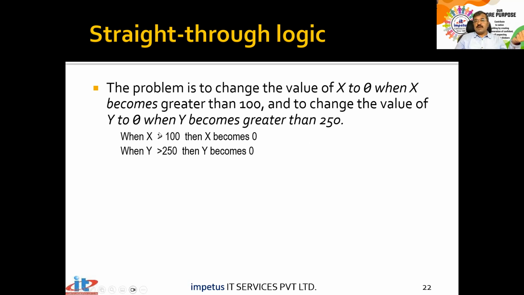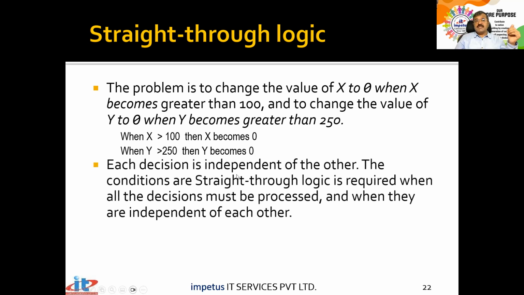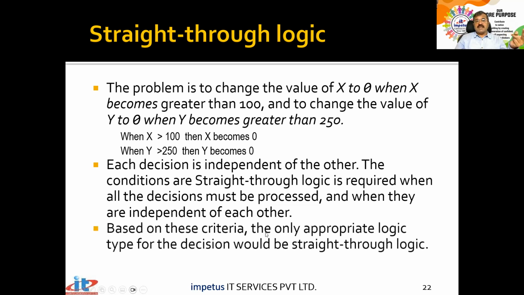Now, does the second condition depend on the first, or does the first condition depend on the second? These are 2 independent conditions. So when you come across such situations where independent decisions are to be made, we'll think about straight through logic. Each decision is independent of the other, so the first decision has no bearing on the second one. Straight through logic is required when all decisions must be processed and when they are independent of each other. So this much statement is good enough for when to use it. Based on this criteria, the only appropriate logic type for this decision would be straight through logic.